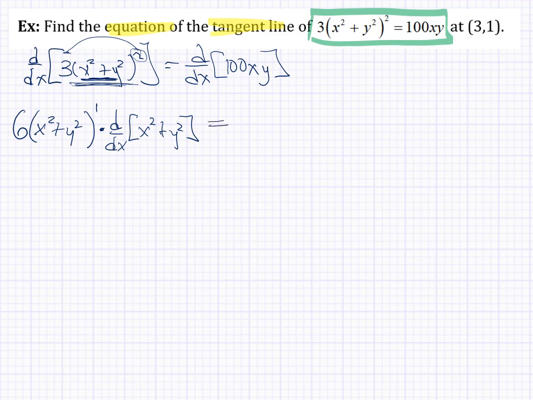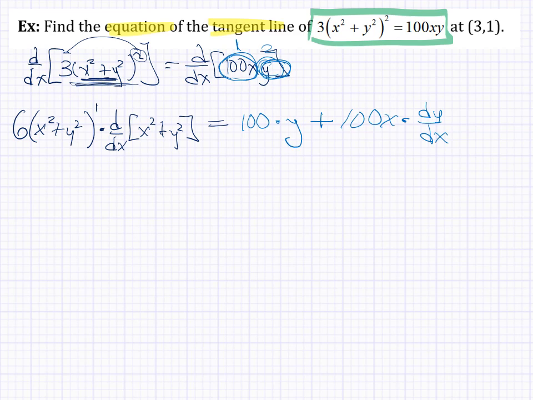I'll move on. The other side of the equation looks a lot like an expression we've worked with a couple times now, a product. I can write this as 100x times y. So that's first function, second function. And if I apply the product rule, I would take the derivative of 100x first, which would be 100 times y, plus 100x times the derivative of y. That would be dy dx.